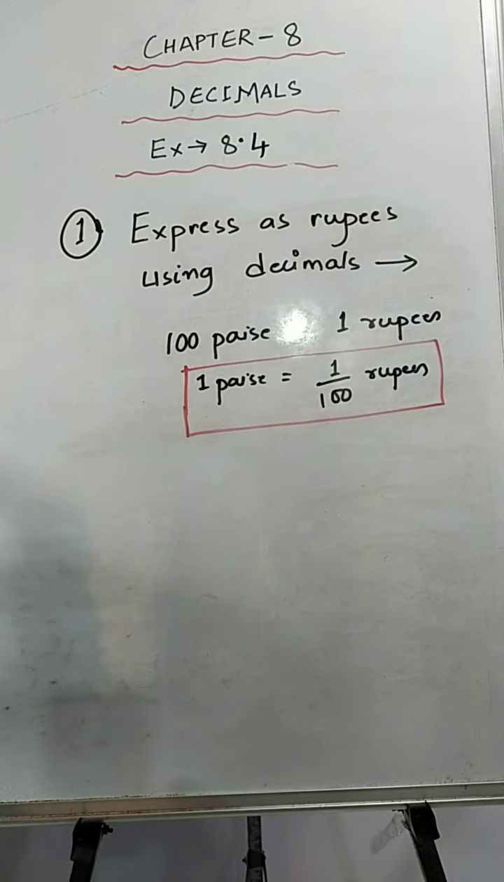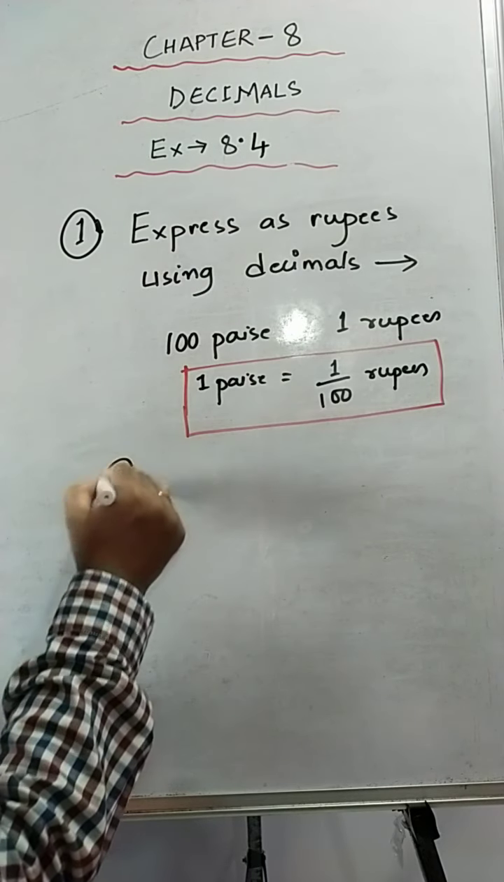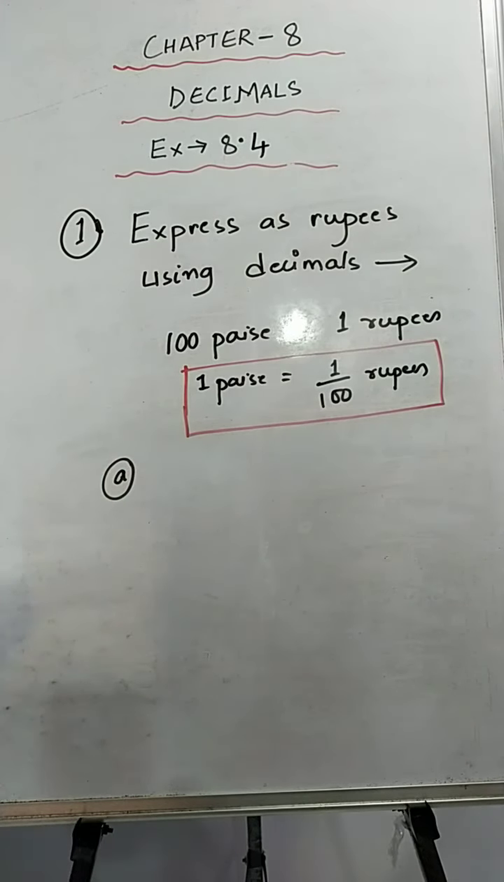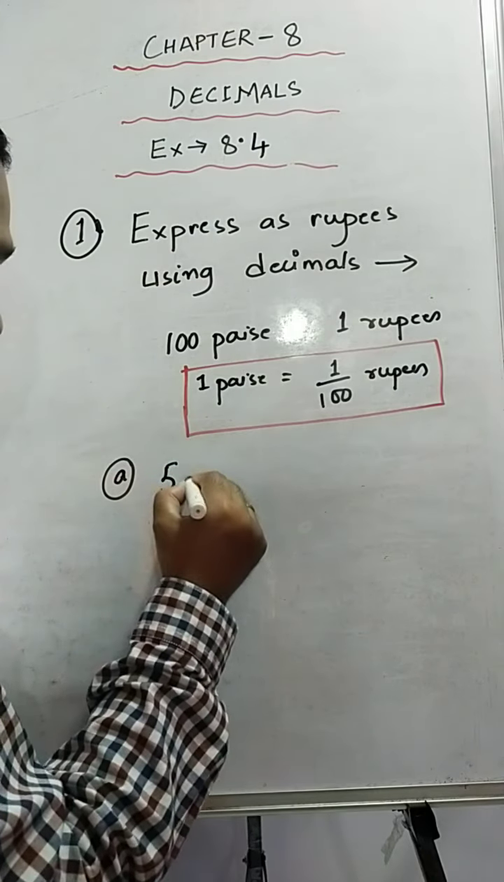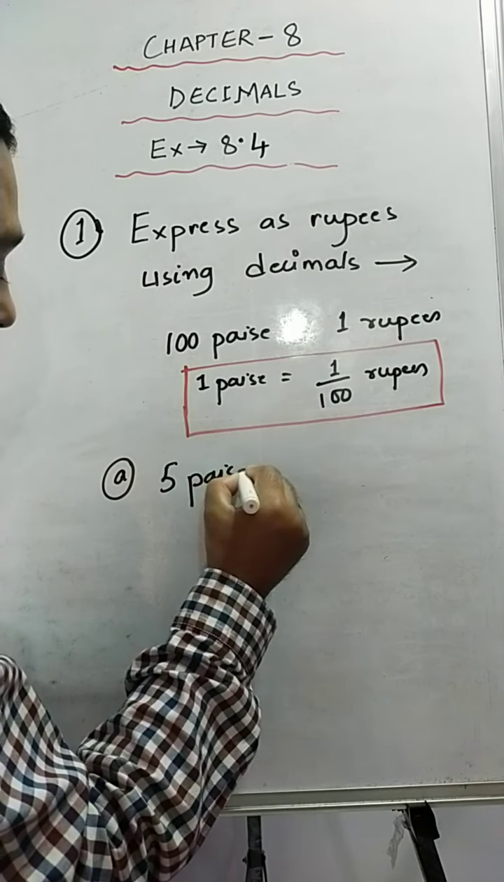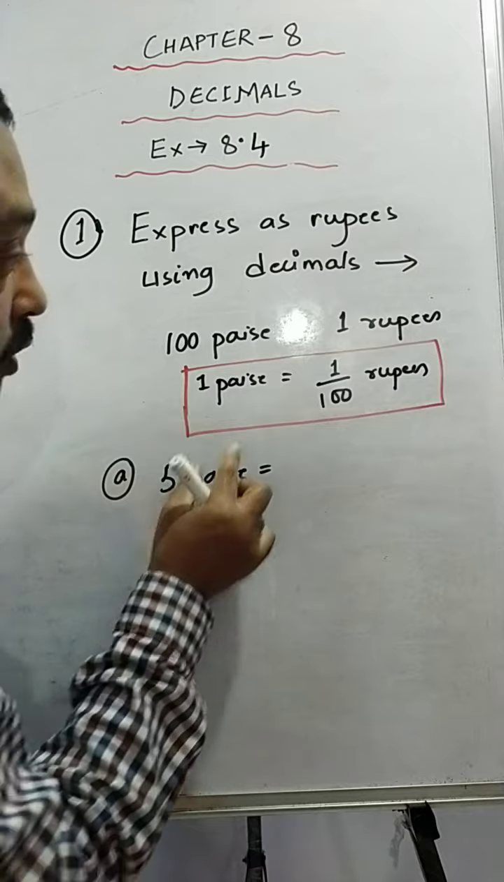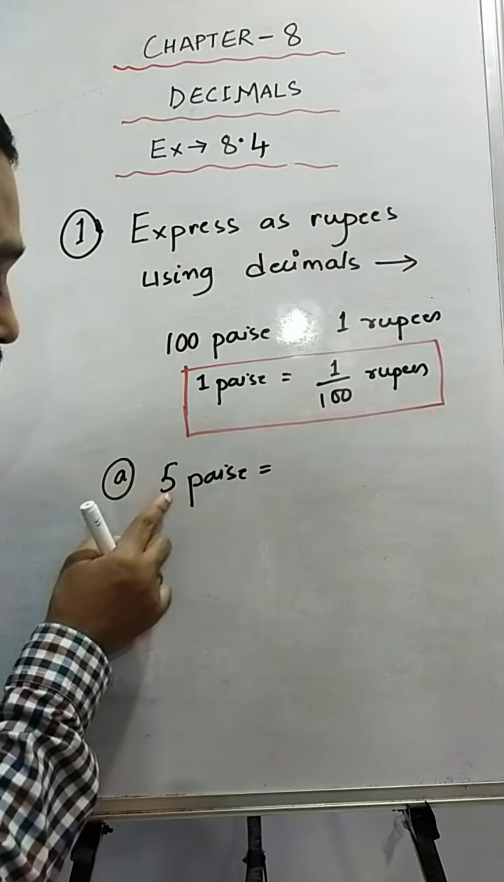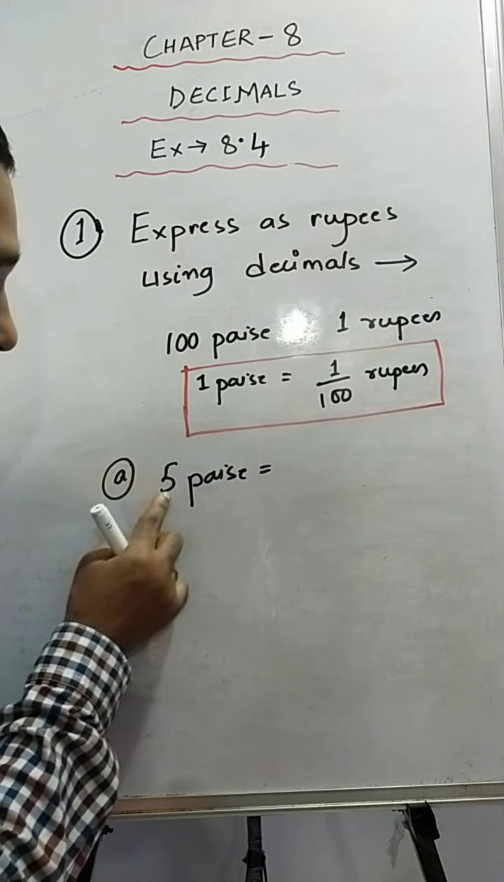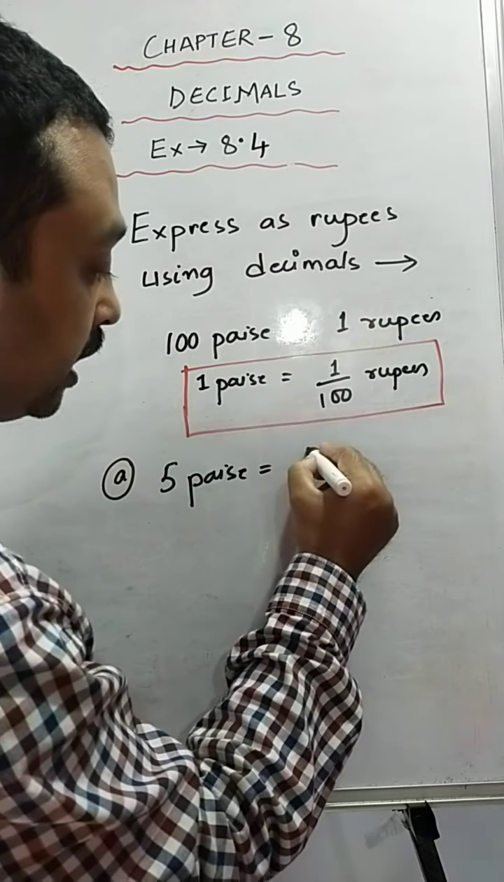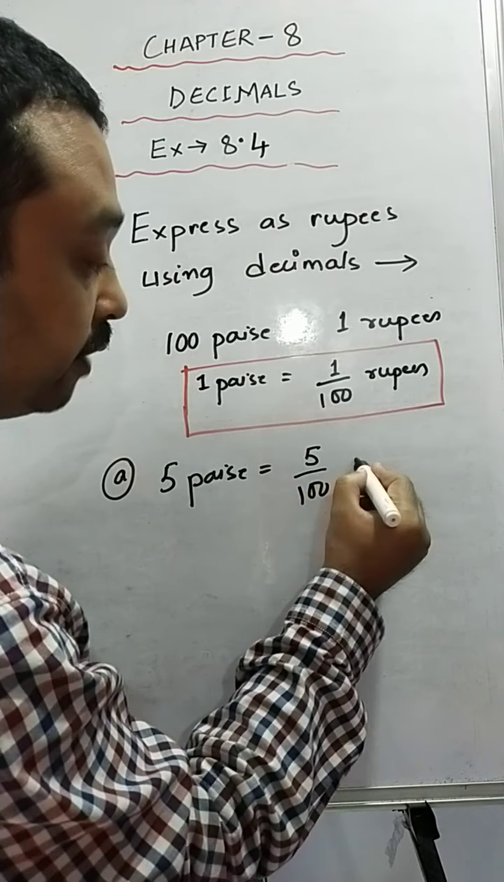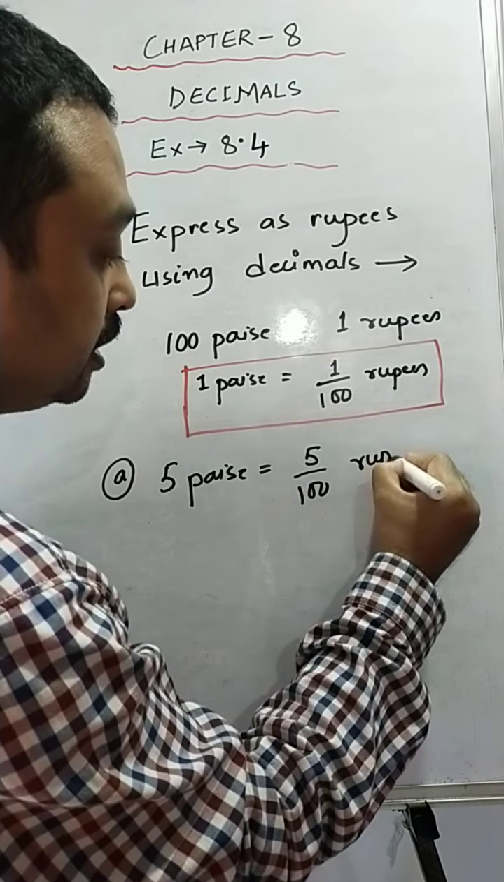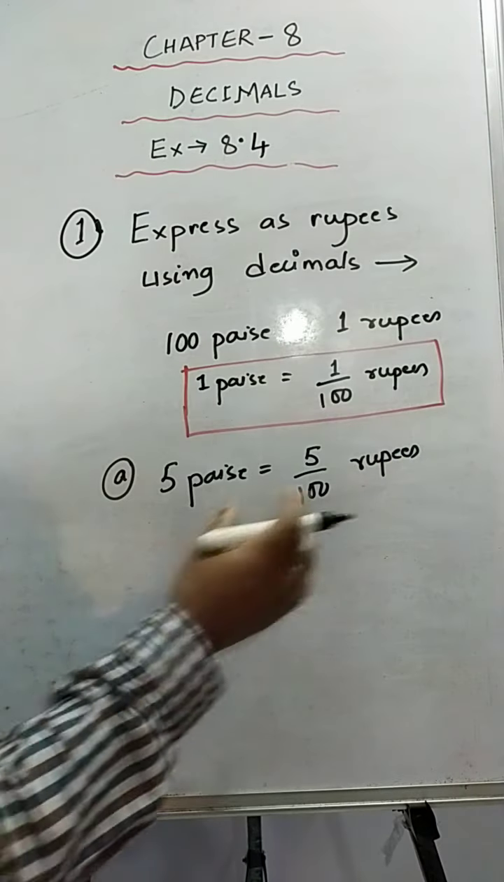Okay, so now question number A, what do we have? 5 paise. So we'll write it directly, students. 5 paise. Now what do we have to do? 5 paise, we have to convert it into the rupee form. So we have to divide this 5 by what? 100. Absolutely right, 100. And what do we have to write here? Rupees.